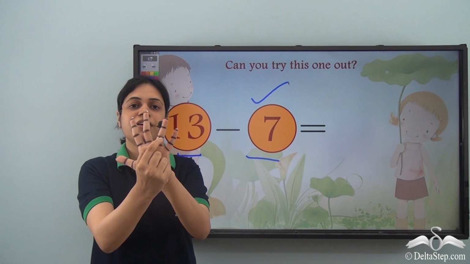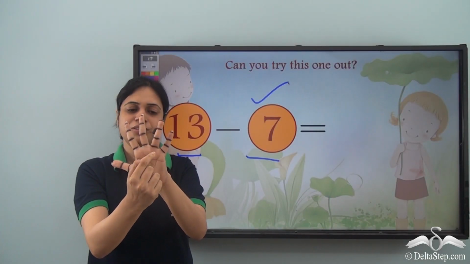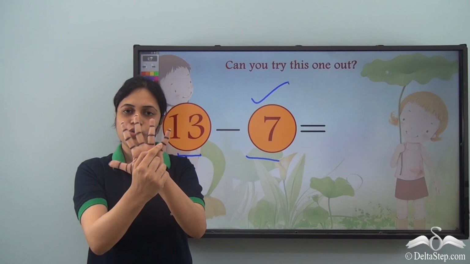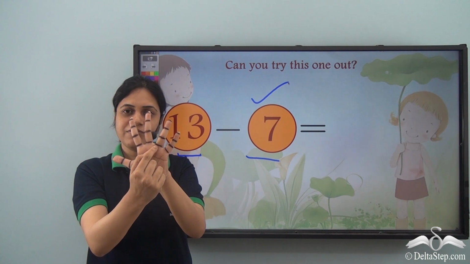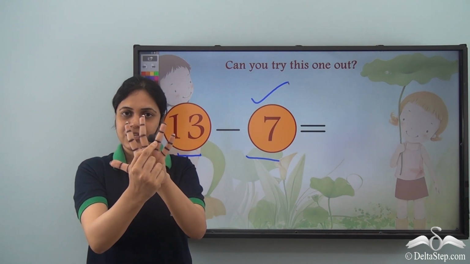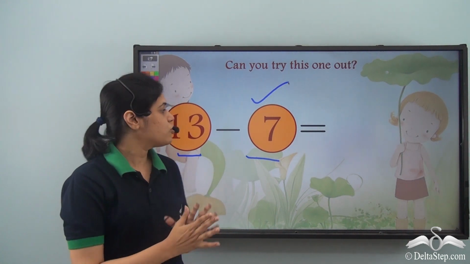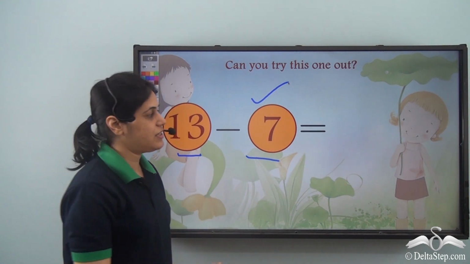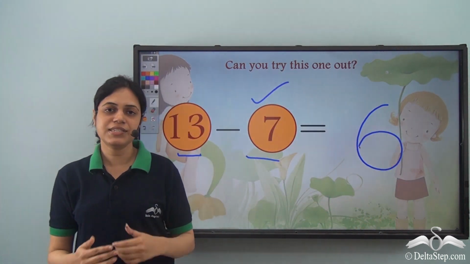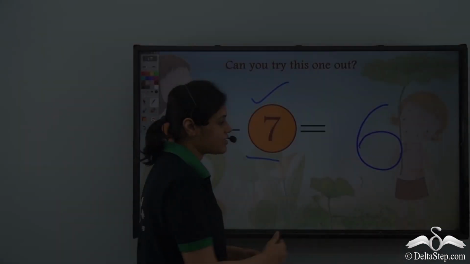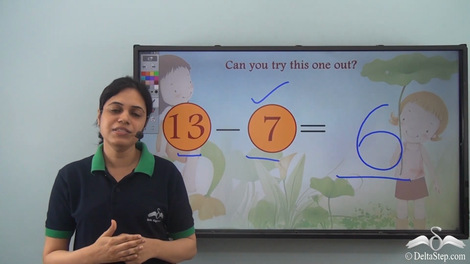So this is finger mark number what? Let's count till here. 1, 2, 3, 4, 5, 6. This is finger mark number 6. So 13 minus 7 is 6. This is the answer. And this is the difference of 13 minus 7.